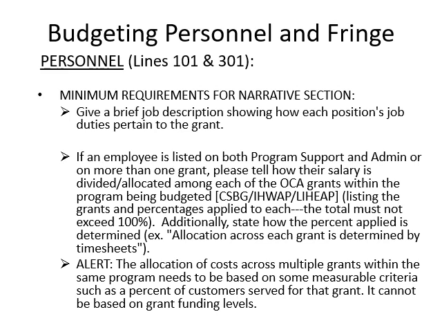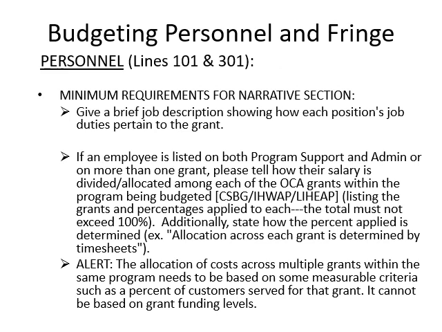For the minimum requirements for the narrative section of this budget, you need to give a brief description showing how each position's job duties pertain to the grant. If an employee is listed on both program support and administration, or on more than one grant, please tell how their salary is divided or allocated among each of the OCA grants within the program being budgeted.